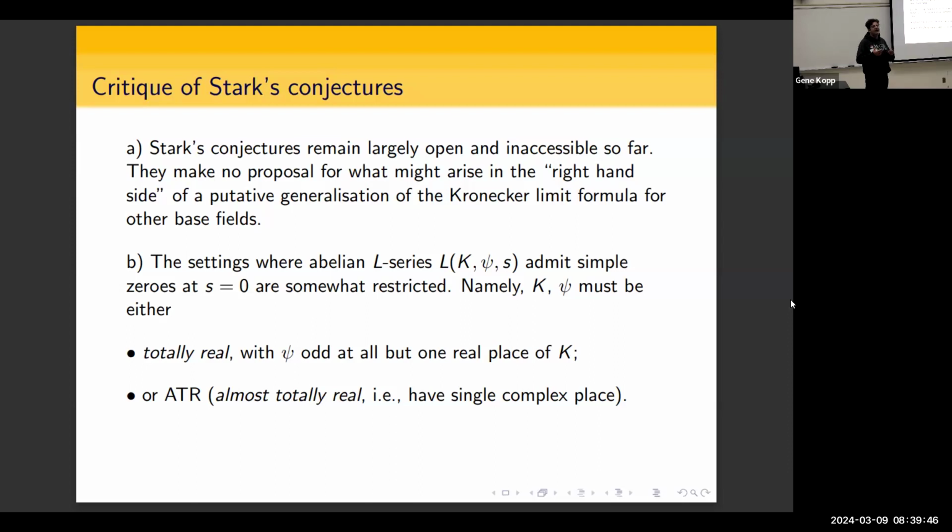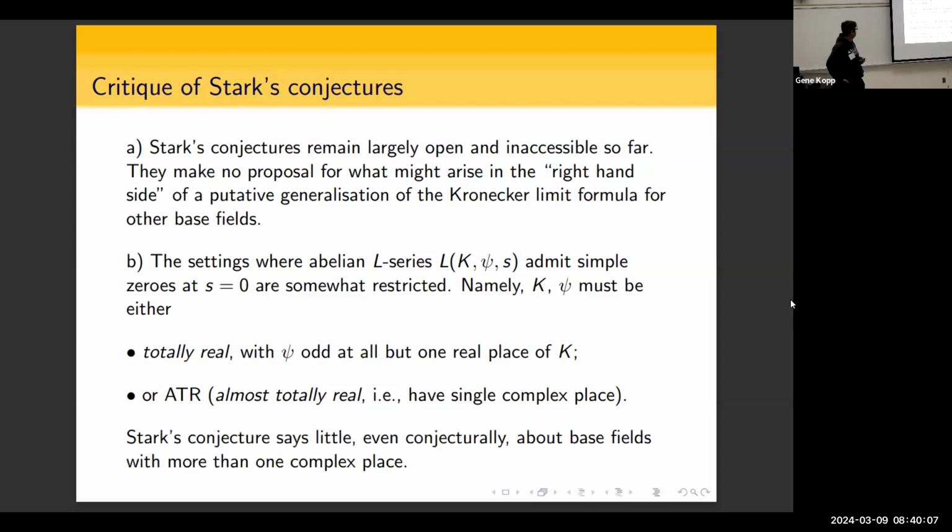And in the other settings, we would get higher order zeros, and the unit ranks would be larger, and we would expect to recover regulators, which are determinants of the logarithms of units. But it's not easy from there to extract the actual units themselves. So that's the issue. It's still an interesting conjecture in higher rank, but it's not immediately germane to explicit class field theory. And so I wrote here something which is maybe a bit too strong, more strong than I think. I said it says little about explicit class field theory for base fields that have more than one complex place.